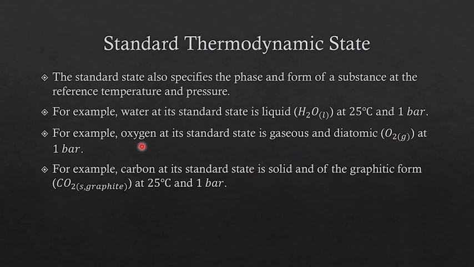Okay? Another example here is carbon. At its standard state is solid and of the graphitic form or its graphite at 25 degrees Celsius and 1 bar. As we all know, carbon has several allotropes. That is carbon in the form of graphite, carbon in the form of diamond, carbon in the form of buckyballs, etc. Therefore, we are saying that carbon in the graphite form, solid, is the most stable at the standard state of 25 degrees Celsius and 1 bar. Okay? That is how we define the standard thermodynamic states of substances.